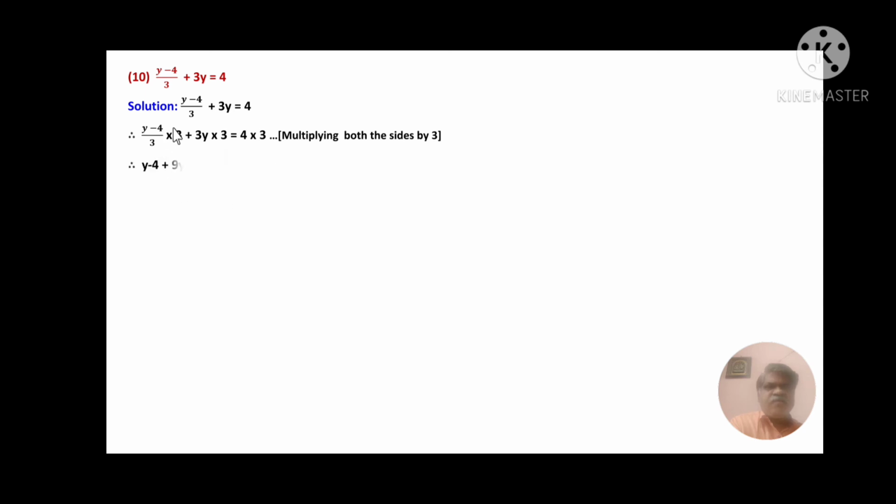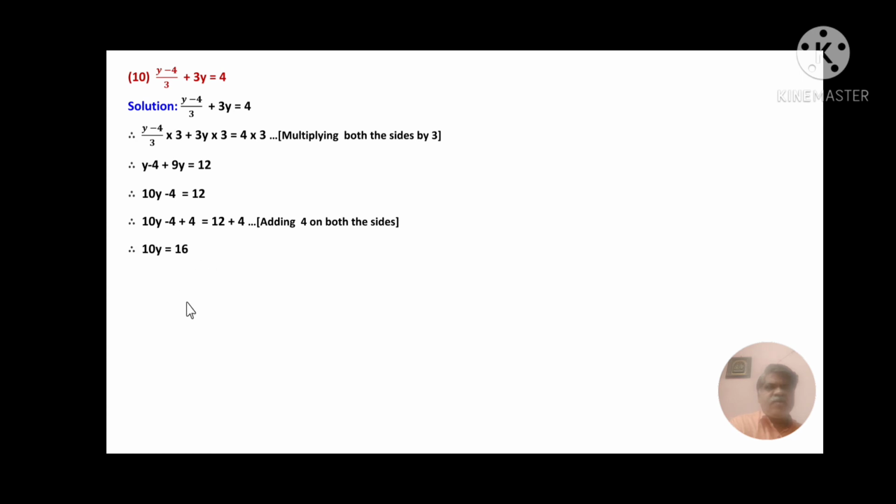So on the left hand side, for the first term the 3 gets cancelled, and what is left is y minus 4 plus 3 threes are 9y is equal to 12. So let us simplify. y plus 9y is 10y minus 4 is equal to 12. Now we have to remove this part, add 4 to both sides. 10y minus 4 plus 4 is equal to 12 plus 4. So friends, what you get is 10y is equal to 16.